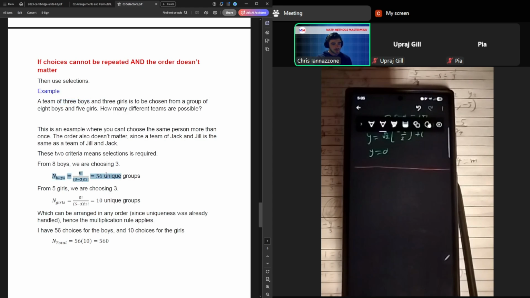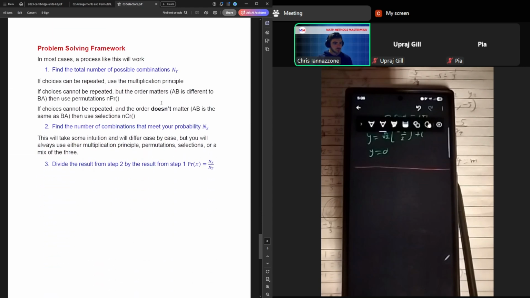So we use the selections equation. N is 8, R is 3. Very similar thing for the girls. There were 5 girls to choose from, and we're trying to select 3 of them. And because you made those choices in sequence, the multiplication principle applies. That's why you multiply these two results together, giving you a total number of possible outcomes of 560.